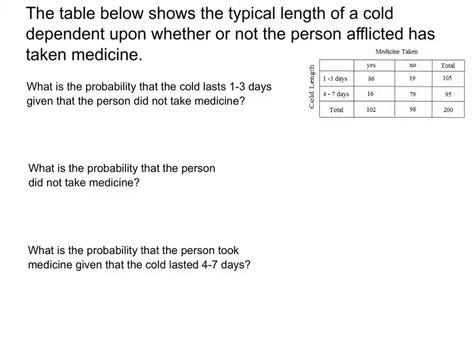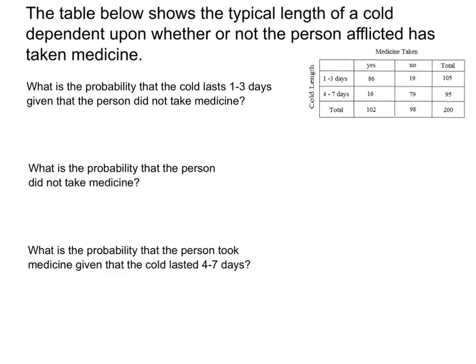So this problem reads, the table below shows the typical length of a cold dependent upon whether or not the person afflicted has taken medicine. And you can see over here in the chart that it talks about whether or not the medicine was taken on the top and the cold length on the bottom. And notice that we have the totals on the outside of our chart.